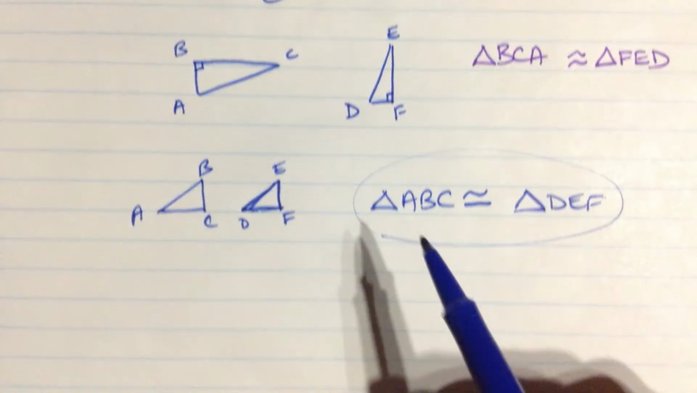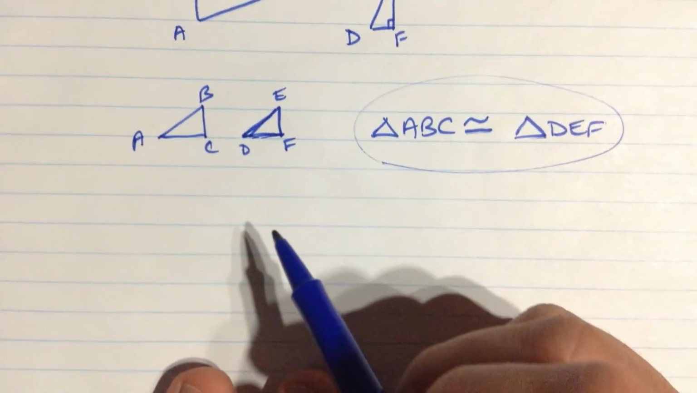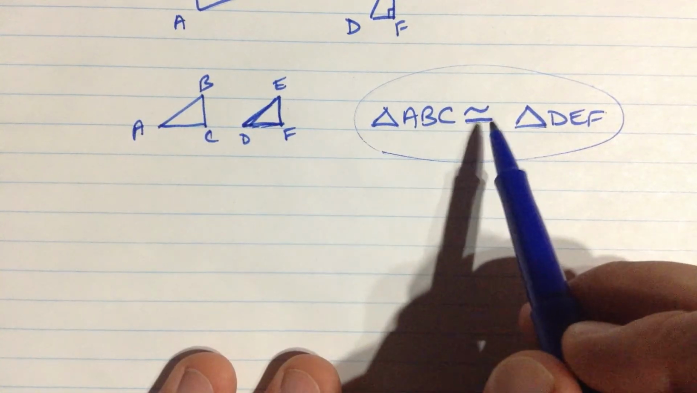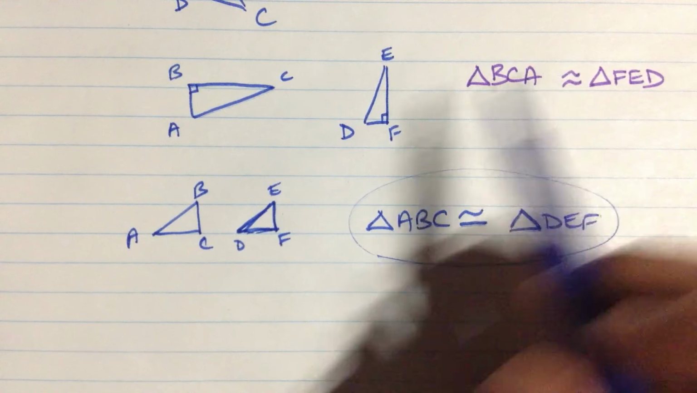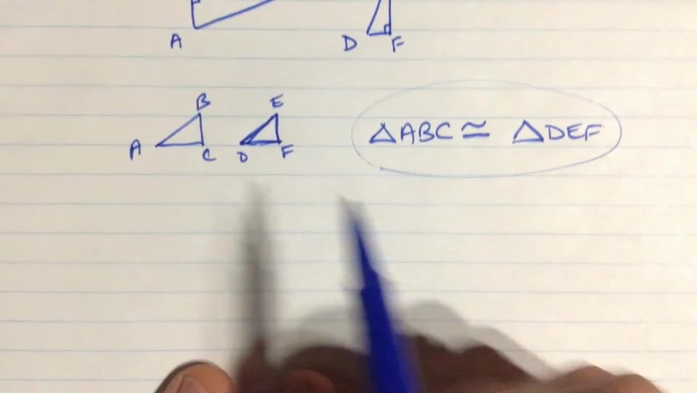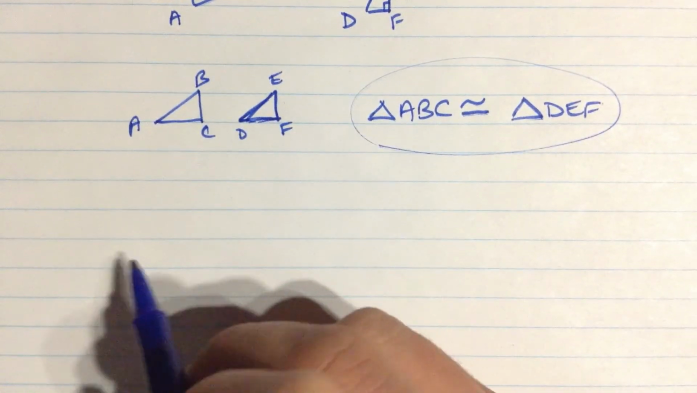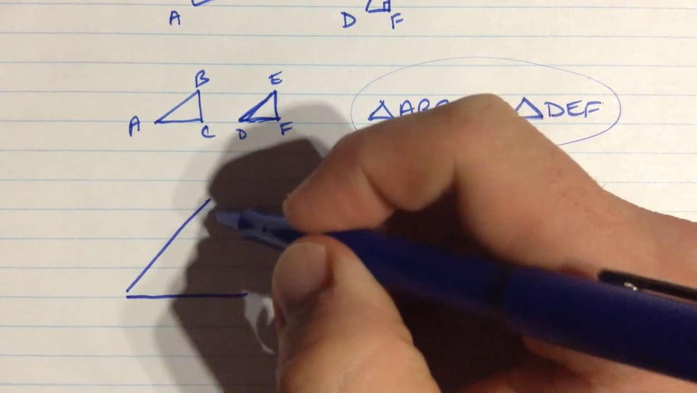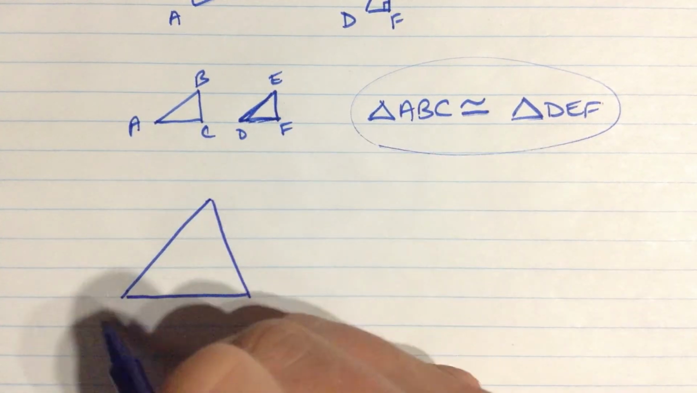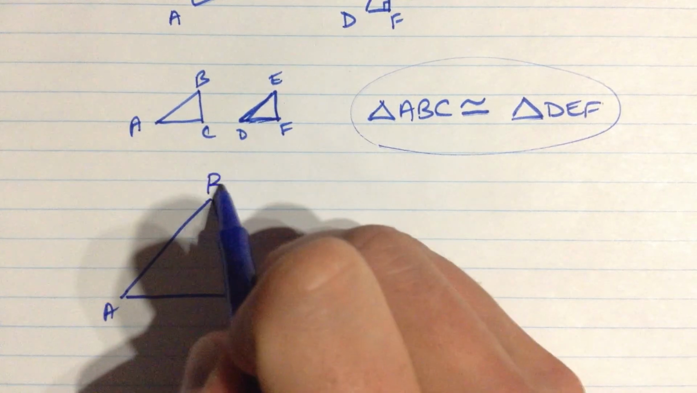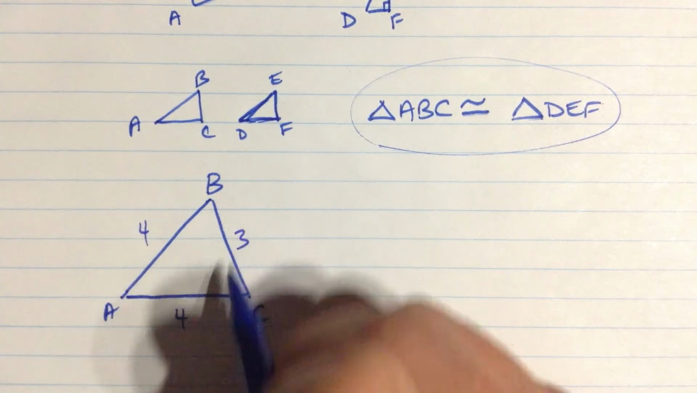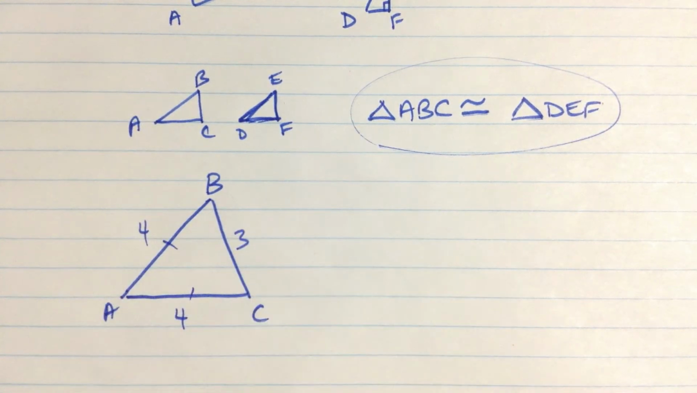So how do we use this then? Well, we use it when we know some things about one triangle and we know this kind of relationship, this kind or this kind, and we want to apply those same things to the other triangle. So for example, let's say I have a triangle like this one, and let's call this ABC. I know some things like this is 4, and this is 3. That makes this an isosceles triangle.